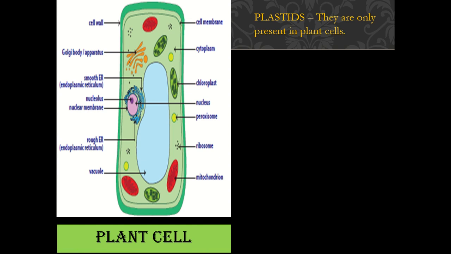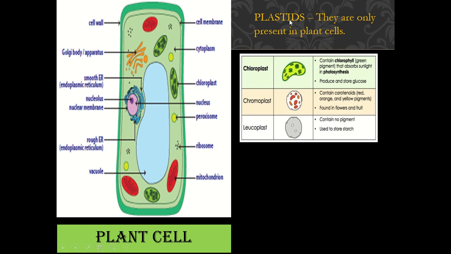This chloroplast is a type of plastid. So there are basically three types of plastids. Chloroplast, which is green in color because of the presence of chlorophyll pigment, whose main function is to absorb sunlight for the process of photosynthesis. Chloroplasts also have their own DNA for self replication.